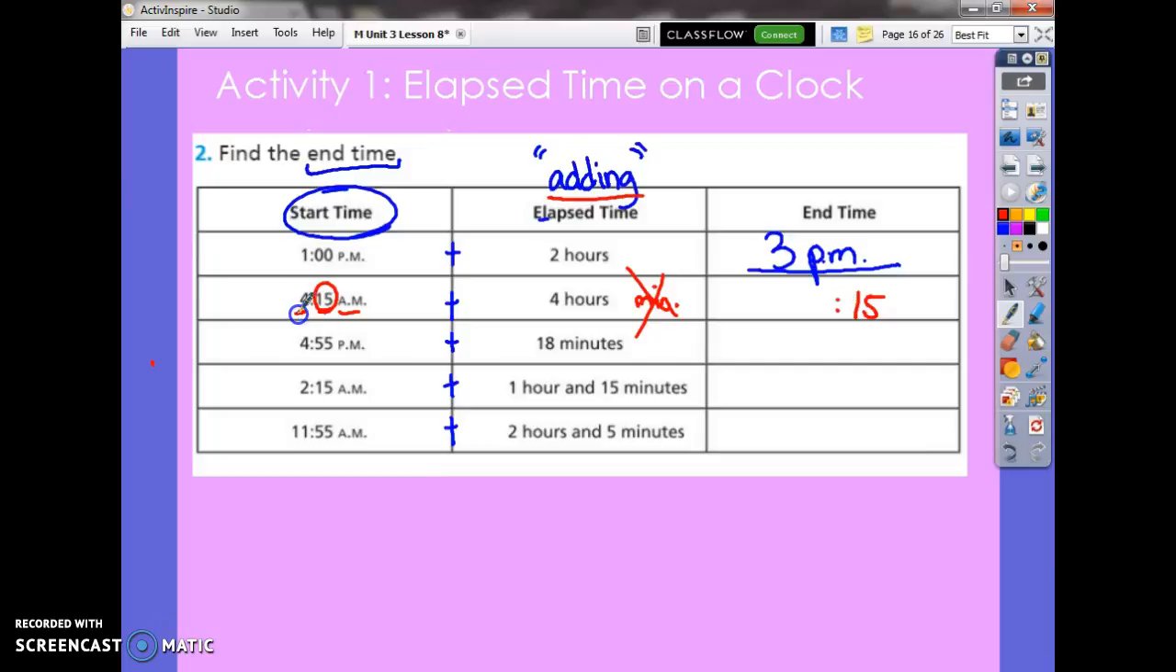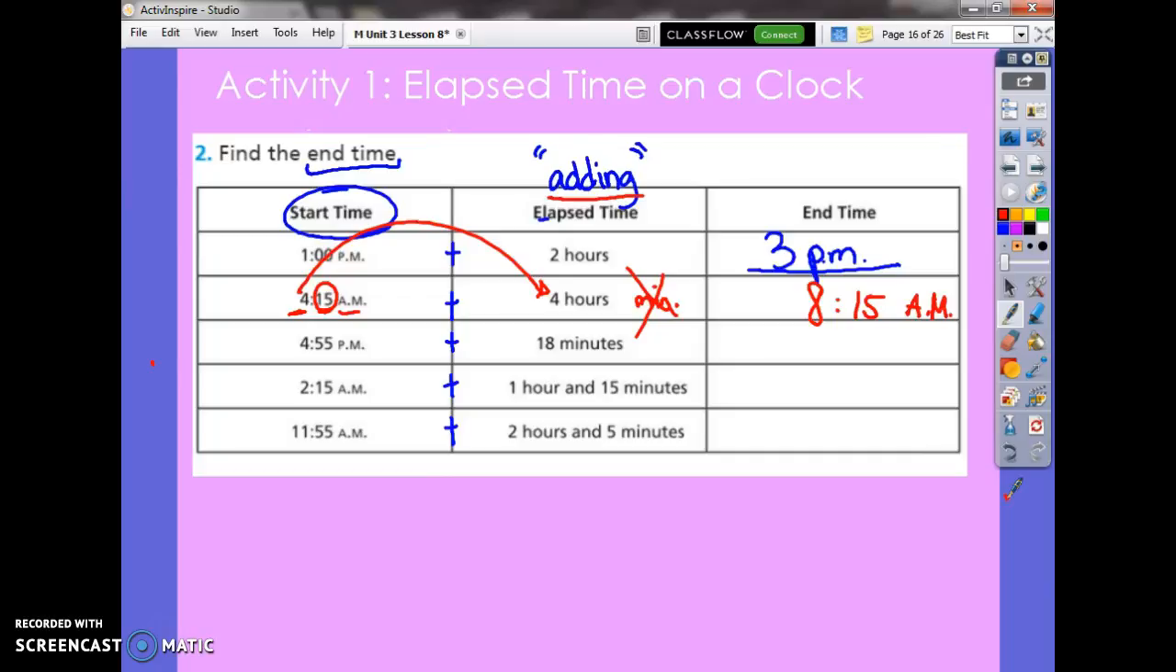So now I just have to look at my hours. I'm at 4 a.m. and I'm adding 4 hours. So 4 plus another 4 hours is going to be 8. So my end time is 8:15 A.M. Okay, capital A, capital M. All right, let's do our next one.